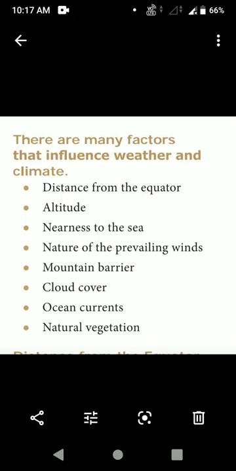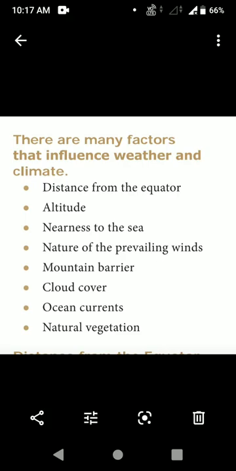What do you mean by weather and what do you mean by climate? Weather is the study of atmospheric condition for short duration over small areas, and climate is the study of the average weather condition observed over a long period of time for a large area. Next, students, do you know what the study of weather is called? The study of weather is called meteorology. At the same time, the study of climate is called climatology.